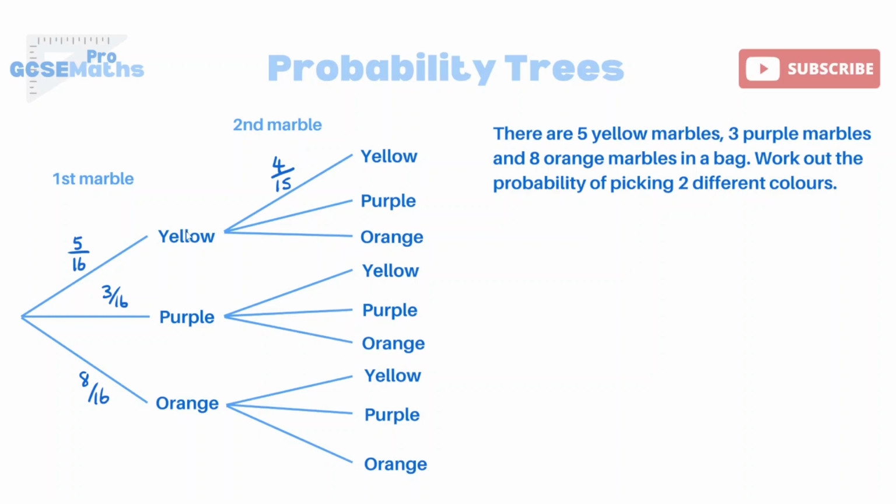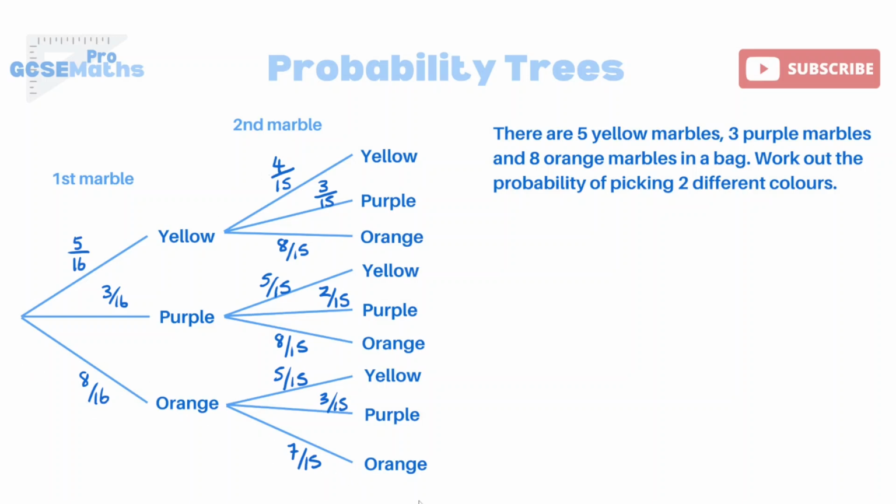So do you see how that can affect my second probabilities? So you just carry on, you go, right, okay, I picked a yellow marble first. So the probability of getting a purple marble is still 3 because I haven't taken a purple one yet, but it is out of 15. And same with orange, it's still 8, but it's now out of 15. And then we carry on. So the next one is if I pick a purple marble, I will still have 5 yellow out of 15. I will now have 2 purple out of 15 because the first one was purple already. And then finally, I will still have 8 out of 15 orange. The last one, if I pick orange first, I will have still 5 out of 15 yellow ones, still 3 out of 15 purple, but now I will have 7 out of 15 orange because I already picked orange.